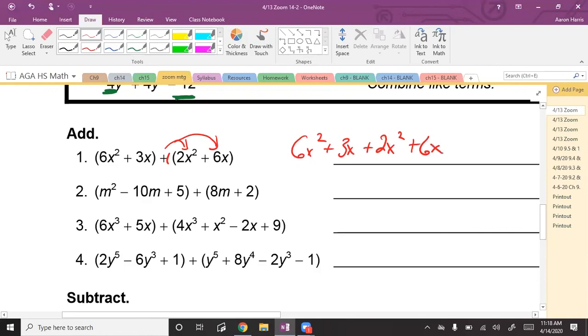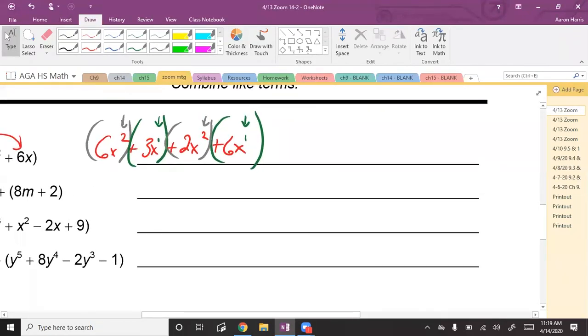Now combine like terms. Here's an x with a squared. Here's an x with a squared. So these 2 will go together. Then I look here. Here's an x to the first power. So that goes together with this x to the first power. So these 2 go together. So now I'm able to take the grays and say 6 plus 2 is 8x squared. Then I'm able to take the greens and say 3 plus 6, which is 9x. And that's how you add them up, okay?